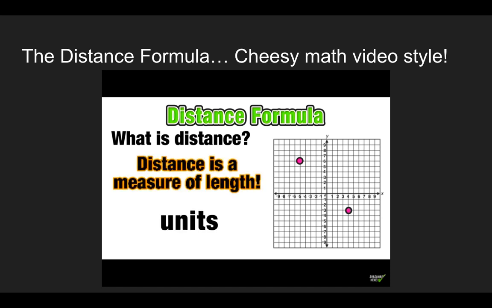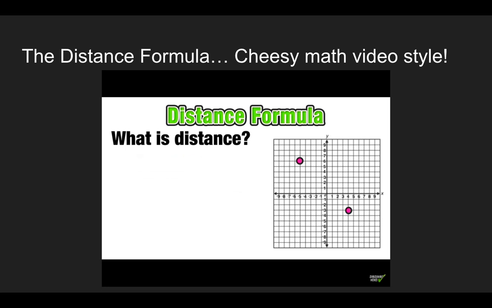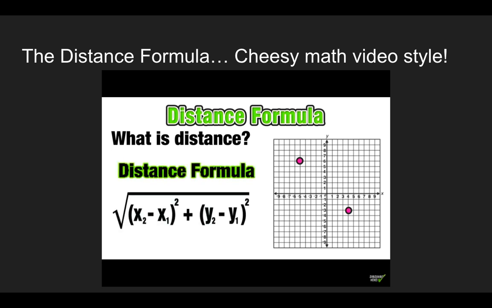Please note that distance is a measure of length. The words are interchangeable, and distance is measured in units. Finally, when finding distances on the coordinate plane, our tool is not going to be a ruler, but the distance formula. So let's go ahead and learn how to use the distance formula.